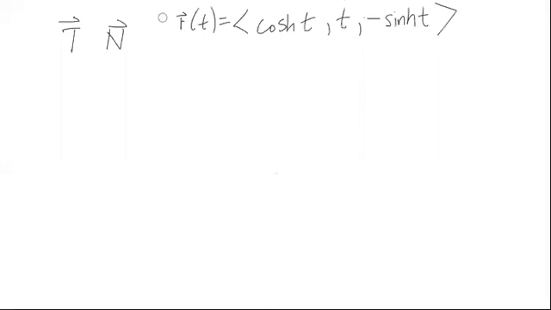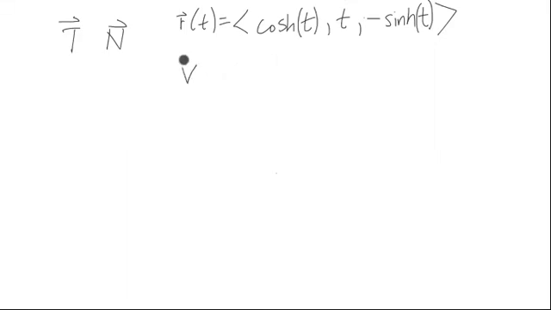Let's take a look at a vector function, and we're going to find the unit tangent vector as a function of t, and we're also going to find the unit normal vector as a function of t as well. Looking at this, notice we have a cosh of t and a sinh of t. These are hyperbolic trigonometric functions, and you can go to my video series for Calc 2 to see how these work in their derivatives.